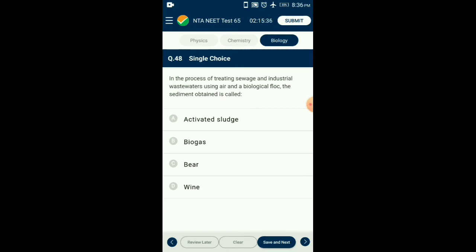Once the BOD of the sewage or wastewater is reduced significantly, the effluent is passed into a settling tank where the bacterial flocs undergo sedimentation, and the sediment is thus called activated sludge. So the answer for this question is option A, activated sludge.